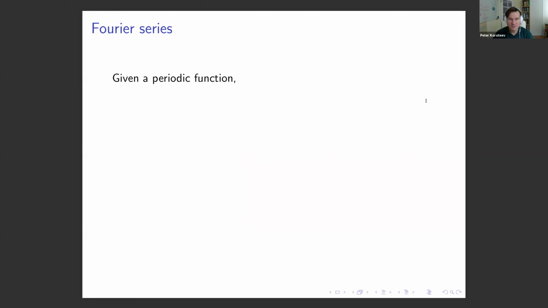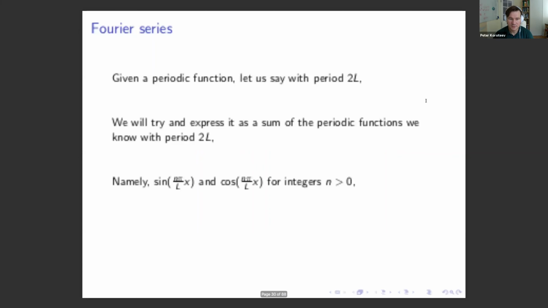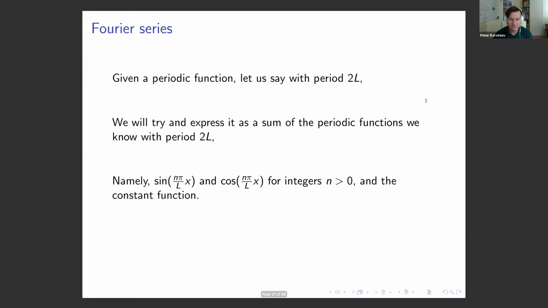So given a periodic function, let's say with period 2L, we'll try to express it as a sum of the periodic functions we know have period 2L: sine of pi n over L x and cosine of pi n over L x for positive integers, and perhaps the constant function. Such an expression is called a Fourier series.